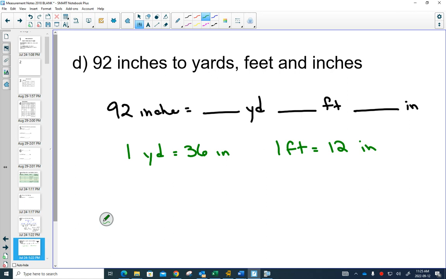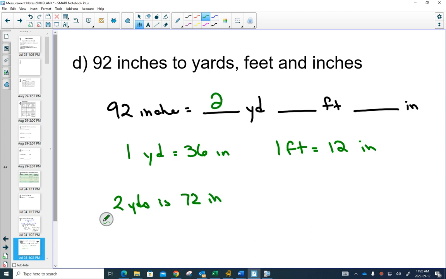So again, there's more than one right way to go about this. What I'm going to show you is I'm going to start with the yards. Is 92 bigger than 36? Yes. So we for sure have 1 yard. Can you see that 2 yards would be 72? 3 yards would be 108. So when we have 92, we don't have 3 yards, but we for sure have 2. I can write this underneath. 2 yards is 72 inches.